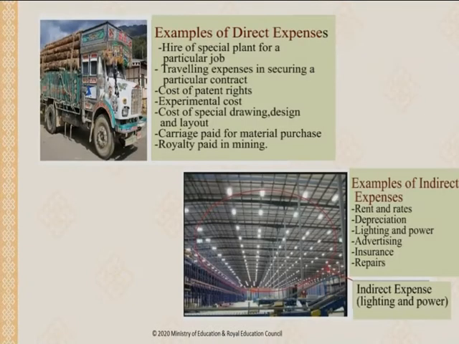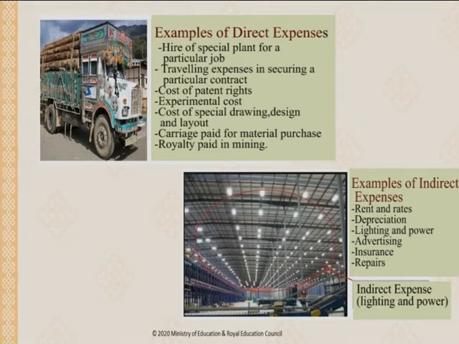Now the last one we have for the components of cost is the expenses. Again, expenses are categorized into two: direct and indirect. What you will see in the picture there, the truckload of logs, is considered as direct expenses. If it is for a furniture house, that becomes the direct expenses.